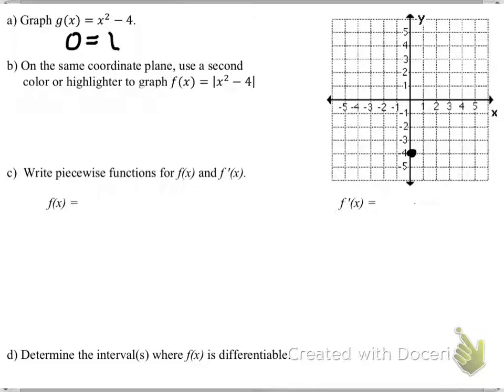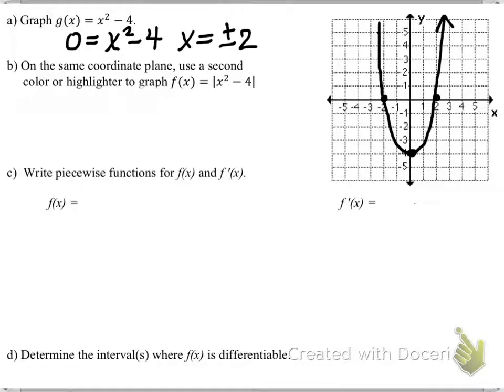And we could do a little bit of algebra to find the x-intercepts, solving 0 equals x squared minus 4. And that would allow us to see that our x-intercepts will be positive and negative 2. So our parabola opens up and has a rough sketch like this one.